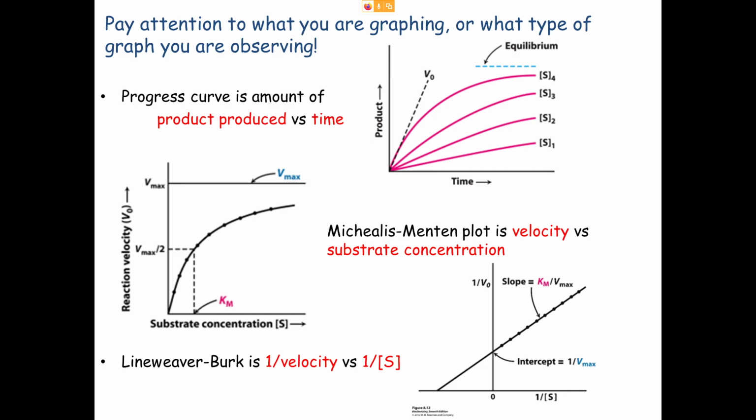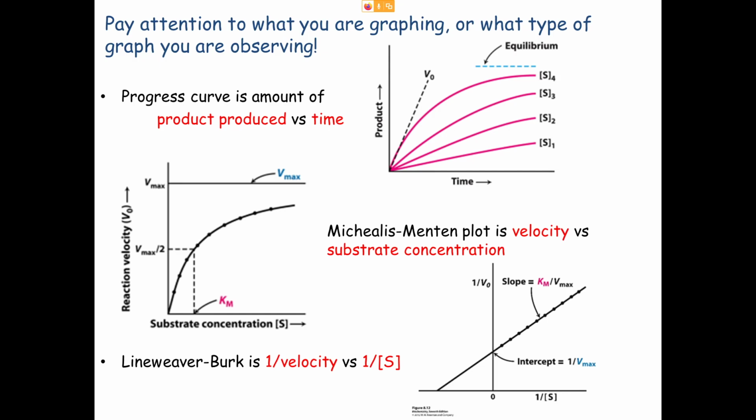All these lines eventually approach a flat asymptote, and that would be equilibrium. It's where the amount of product doesn't increase anymore. That doesn't mean the reaction has stopped. That means the forward reaction rate is equal to the reverse reaction rate. We covered this last time. That's at equilibrium. Okay, so that's product versus time.